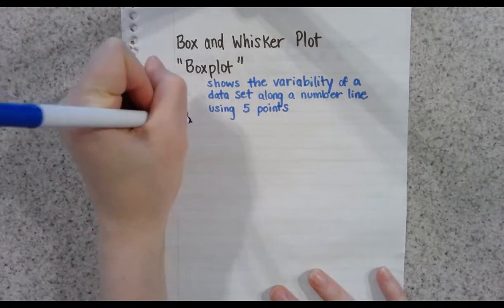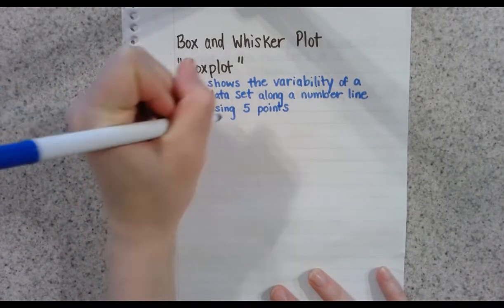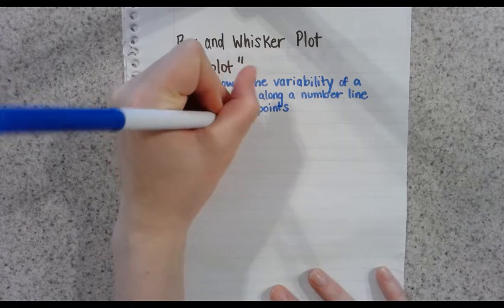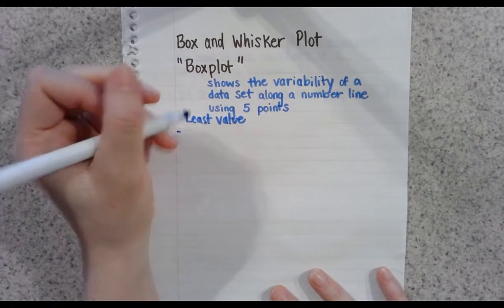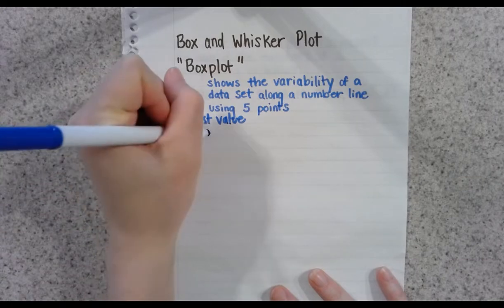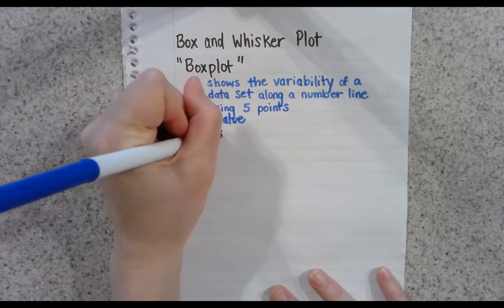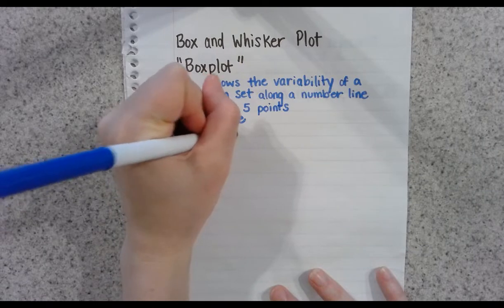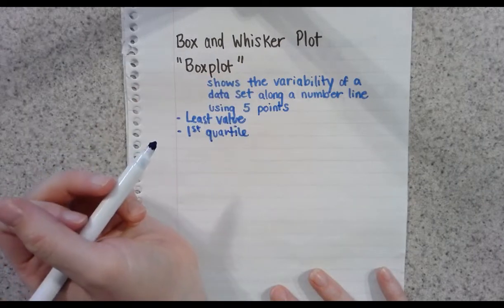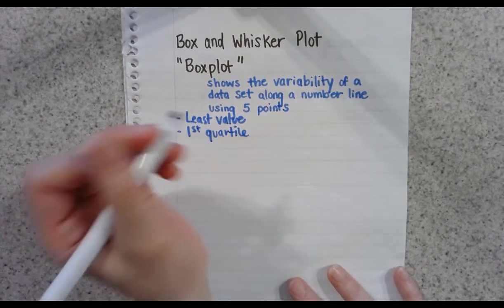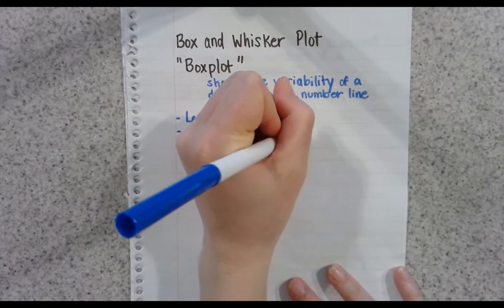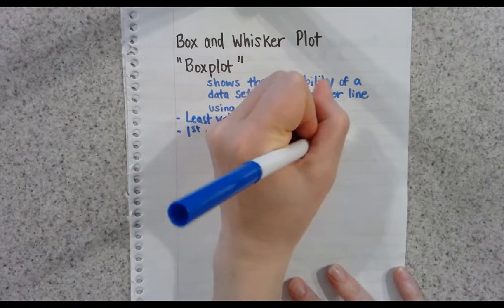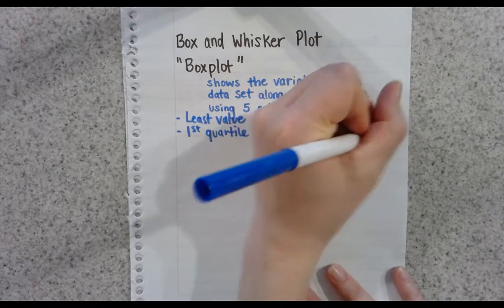first is the least value, or the smallest number in the data set. The next is the first quartile. Now, the first quartile is the median of the lower half of the data.